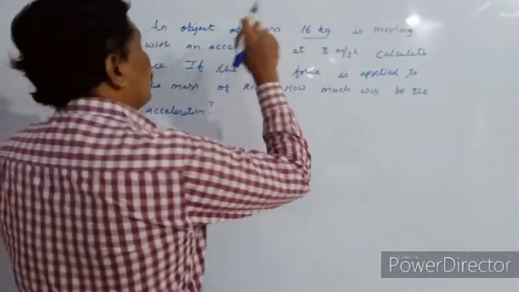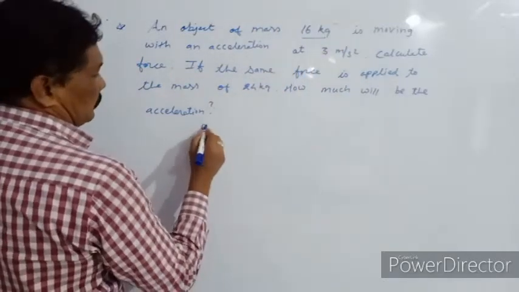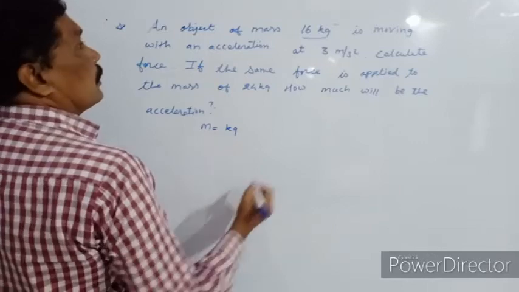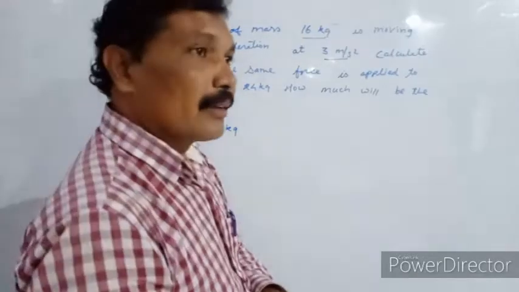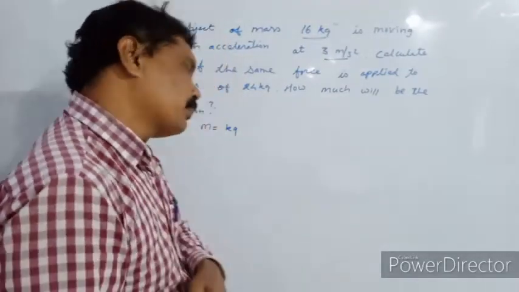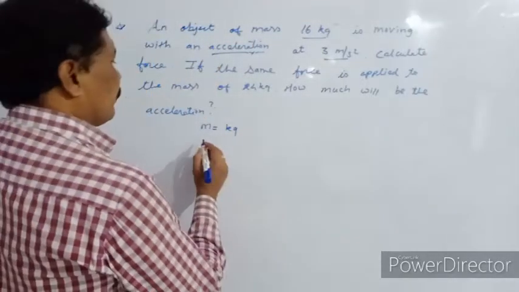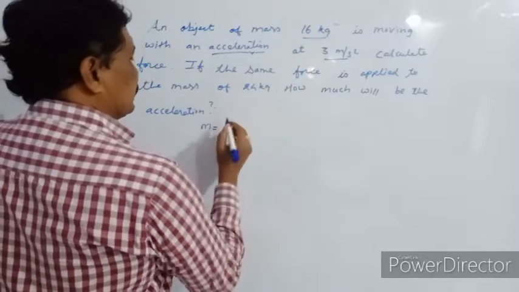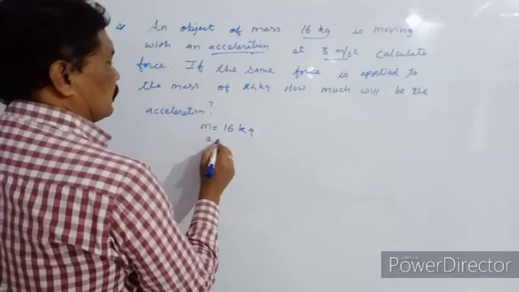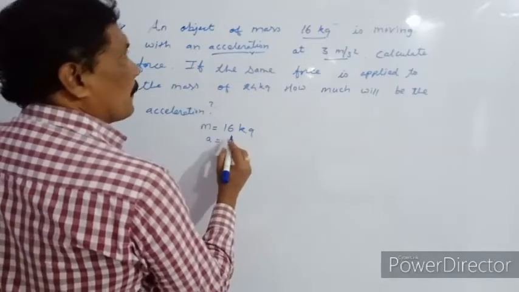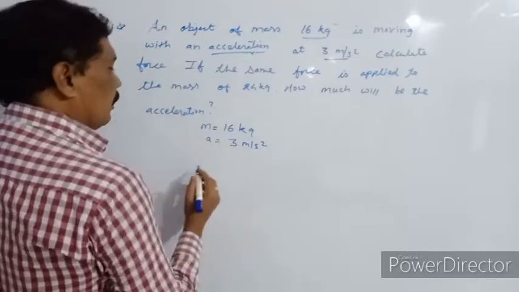Here the kg unit is given, so definitely it will be mass. Now here the unit is meter per second square. This is the unit of acceleration, and in this problem it is clearly mentioned acceleration, so there is no need for brainstorming. Mass is given, 16 kg, and acceleration a is equal to 3 meter per second square. Find the force.